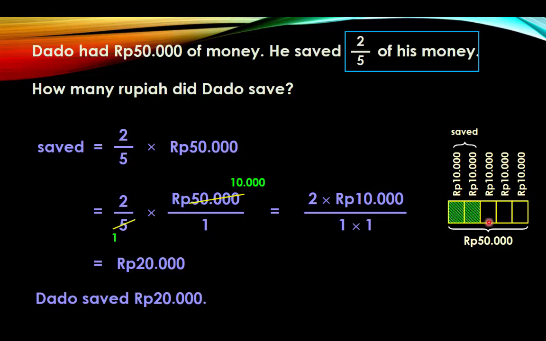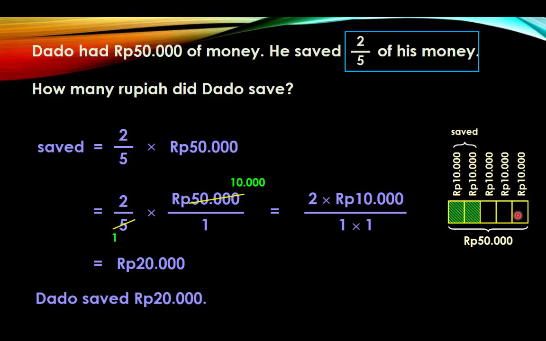Because the denominator of 2/5 is 5, you draw a rectangle and then you divide the rectangle into 5 equal parts. 2/5 means there are 2 shaded parts out of 5 parts. Each part is 10,000 rupiah because 5 parts is Dado's money, which equals 50,000 rupiah. So each part is 10,000 rupiah.